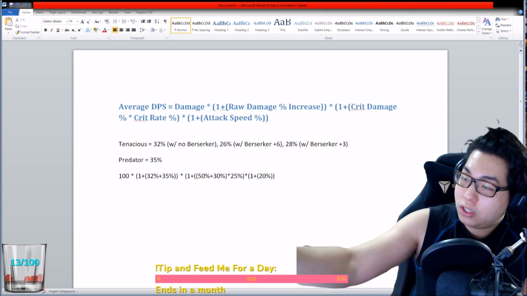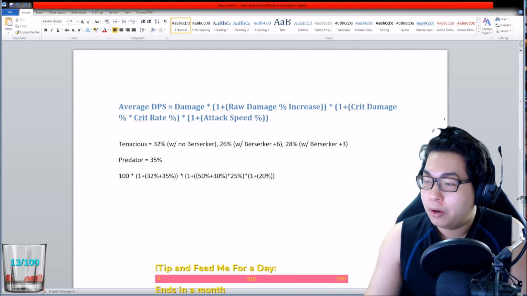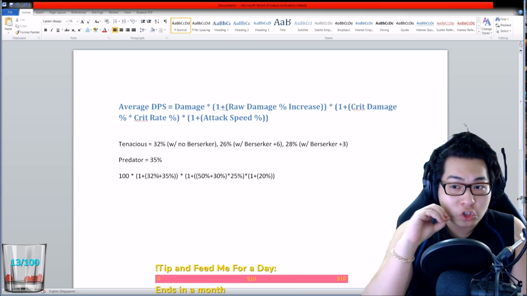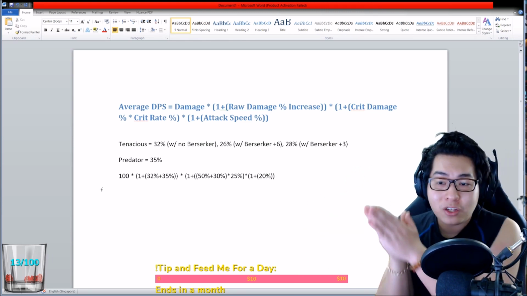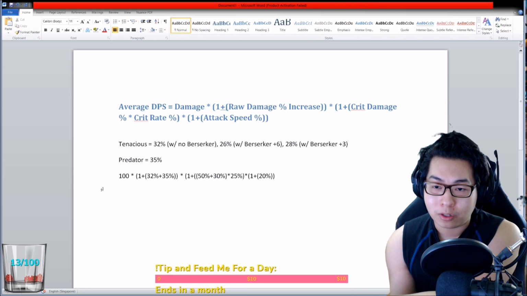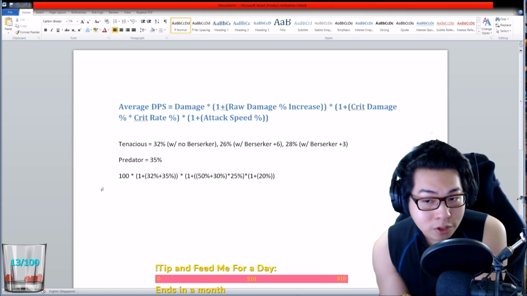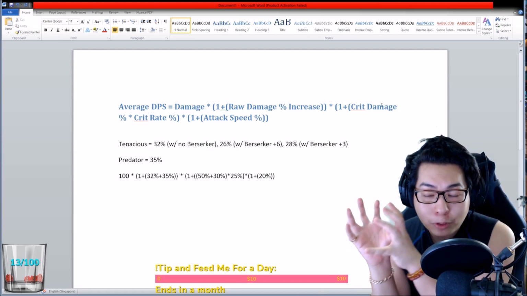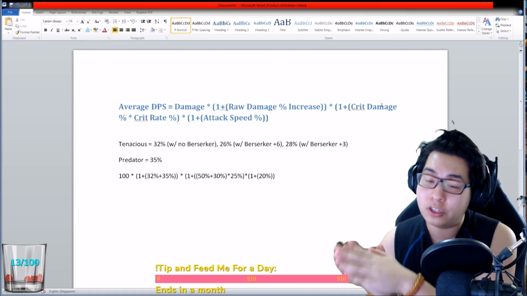Okay, so you're seeing how all this comes together. Now, why is raw damage here? Because raw damage is a straight up increase on whatever damage you're doing. Let's say you've got maxed out Berserker. If your normal hit is 100, you'll be hitting for 135. Then you multiply that by your opportunity for a crit rate. Now, if you don't crit, you're just going to be doing the 135.